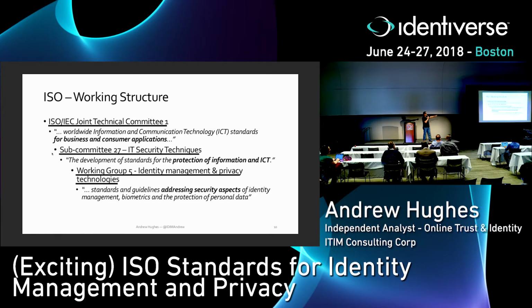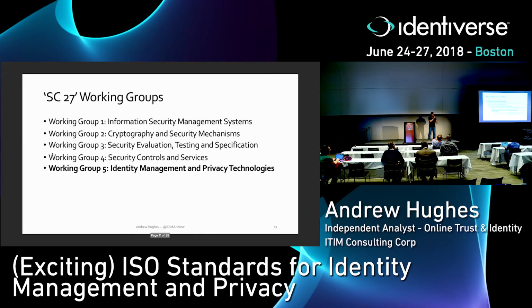Anyways, you can read the parts of the scopes that they have. So the SC27 working groups, there are 5 of them. The Information Security Management System standard comes out of working group 1. We're most interested in working group 5 for identity and privacy.